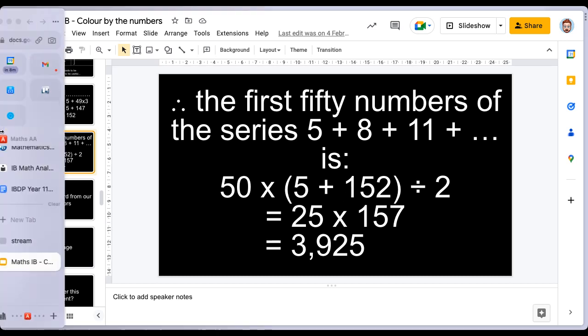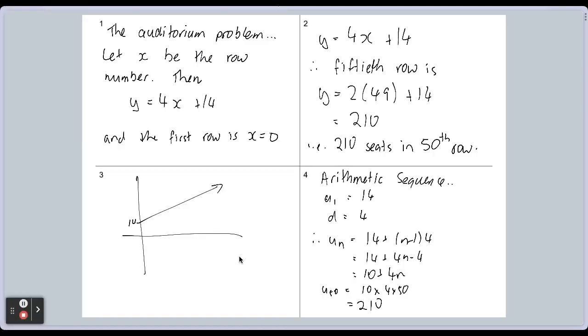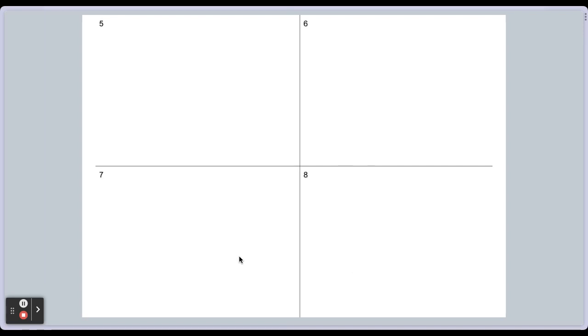If I look at this question from that perspective, then correct me on my numbers if I get them wrong. There are 14 in the first row, and then 18 in the second row, and then 22 in the third row, and then all the way up to, was it 210? And that's the first row, and that's the 50th row. From our linear function, we can get all those numbers out.